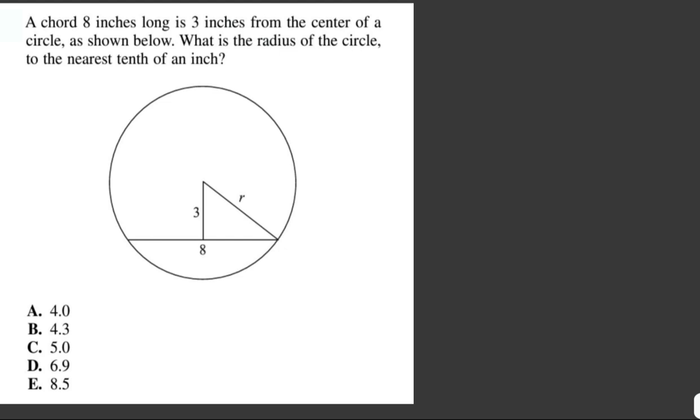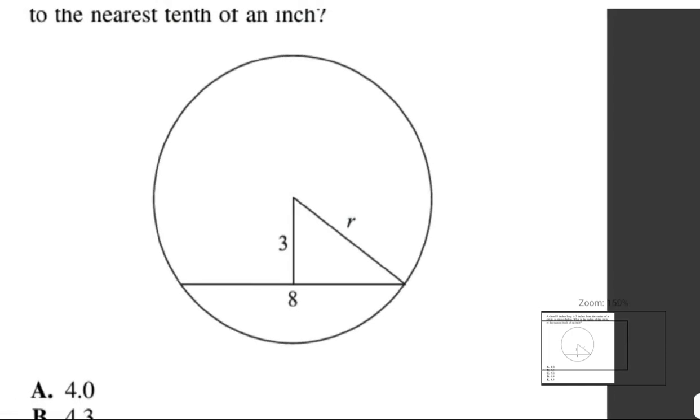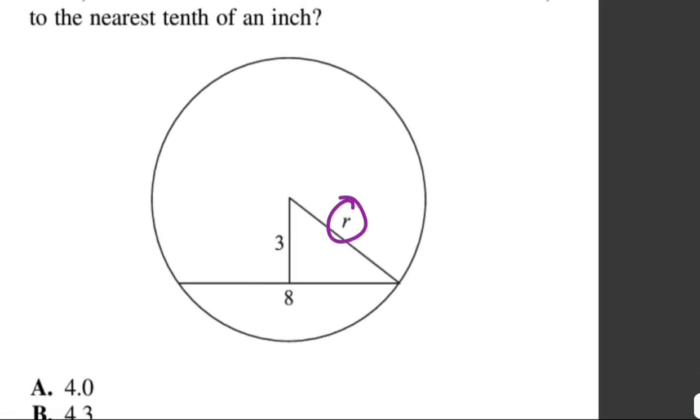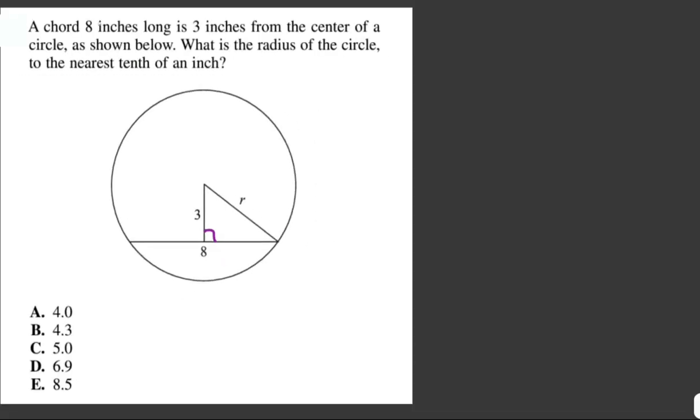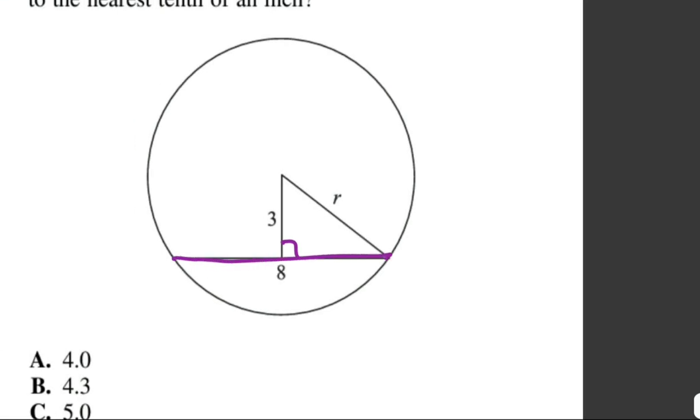A chord 8 inches long is 3 inches from the center of the circle, as shown below. What is the radius of the circle to the nearest tenth of an inch? So we are asked here to find the value of the radius, this one. To find the radius here, we use the right triangle, which is shown in the diagram. We're given that the chord is 8 inches, so this is the chord here. And half of that is 4 inches.